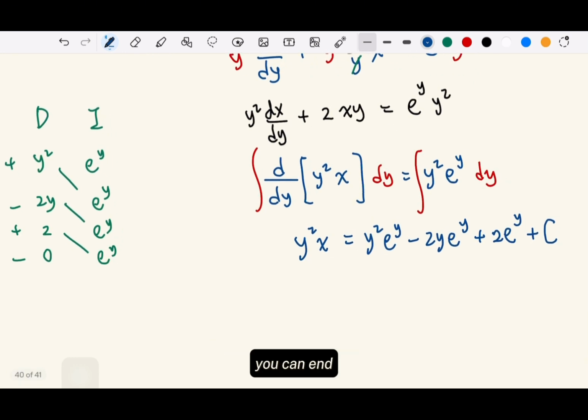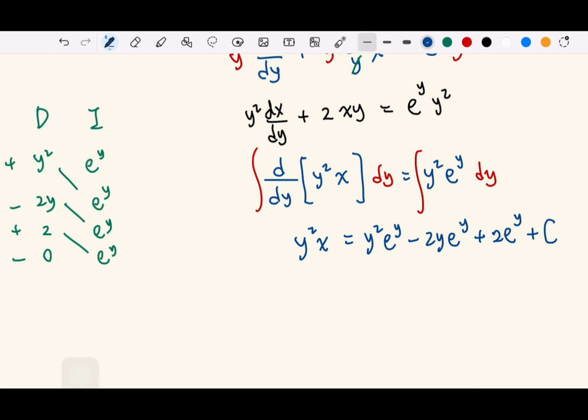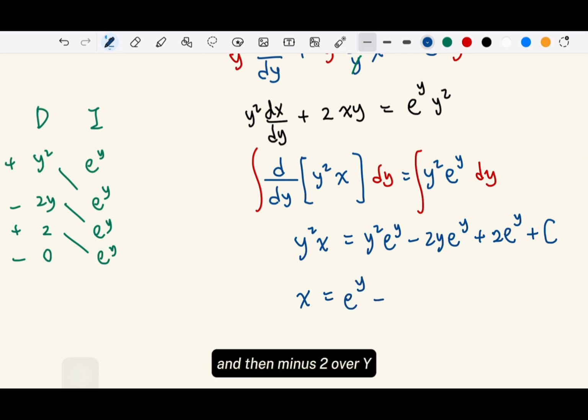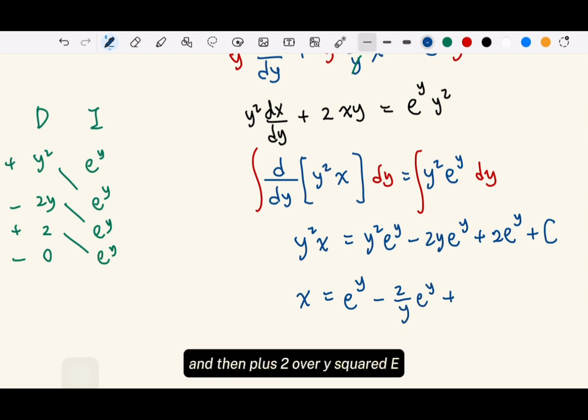Sometimes you could end up until here if you want just implicit solution, but if you want to make it explicit, our solution now becomes x equal, okay, because we make x equal function of y. Okay, we assume. So we can take x as e, and then minus 2 over y, and then plus 2 over y squared e and then plus c over y squared.